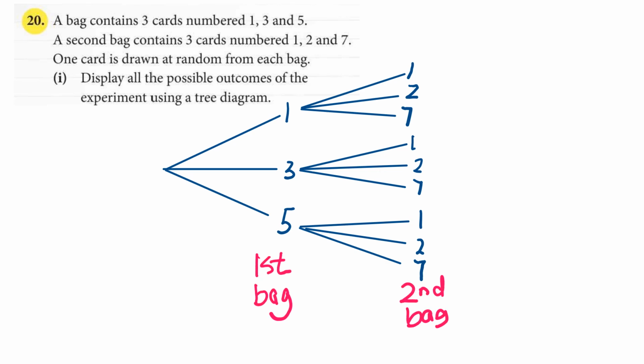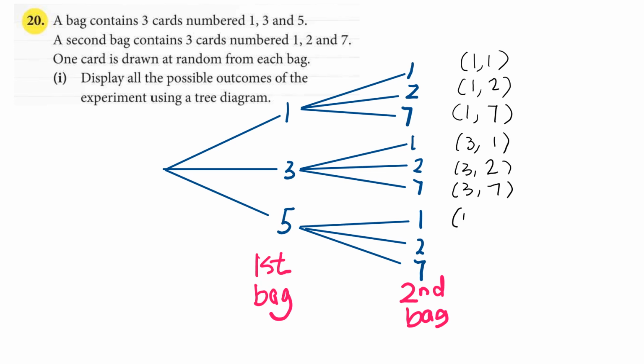Right, so the possible outcomes will be you can draw the card that's number 1 from the first bet, and also the number 1 from the second bet. So that is one possible outcome. The second one will be you draw 1 from the first bet and 2 from the second bet. And the third one could be 1 from the first bet and 7 from the second bet, and so on and so forth. So as listed on the screen, it's possible to have 1, 2, 3, 4, 5, 6, 7, 8, 9 equally likely outcomes.